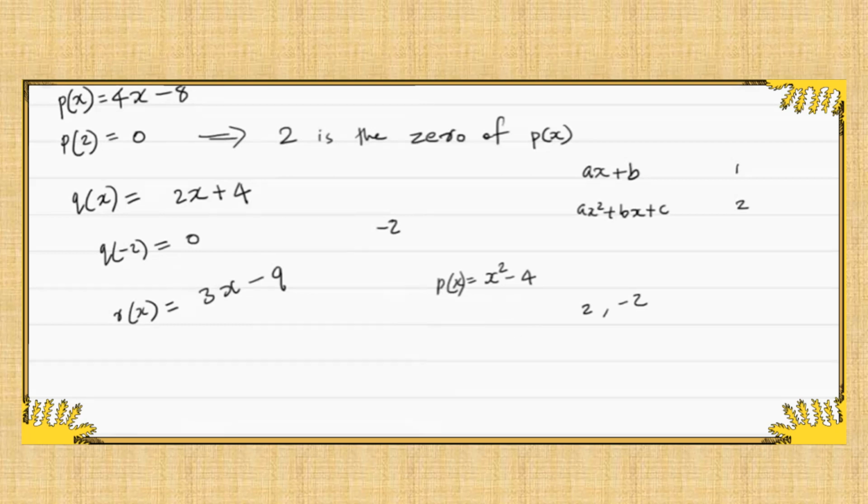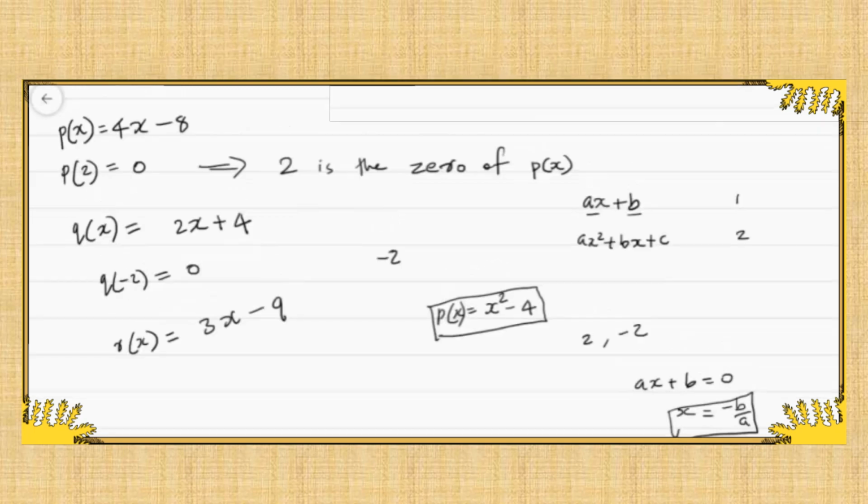Okay, and there is a relation between the zeros and the constants a and b. You have studied that. Suppose this is your polynomial; to get the 0 value, ax plus b should be 0. So x will be minus b by a. For linear polynomials, there is a relation between the 0 and the coefficients.